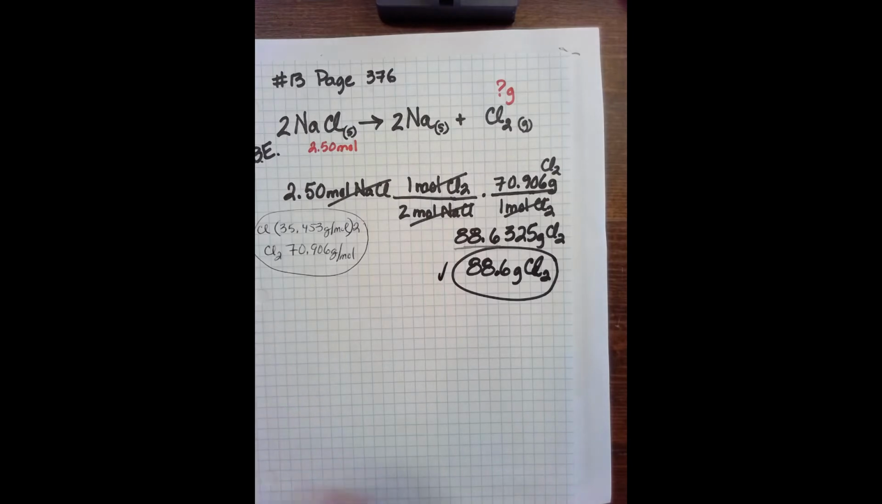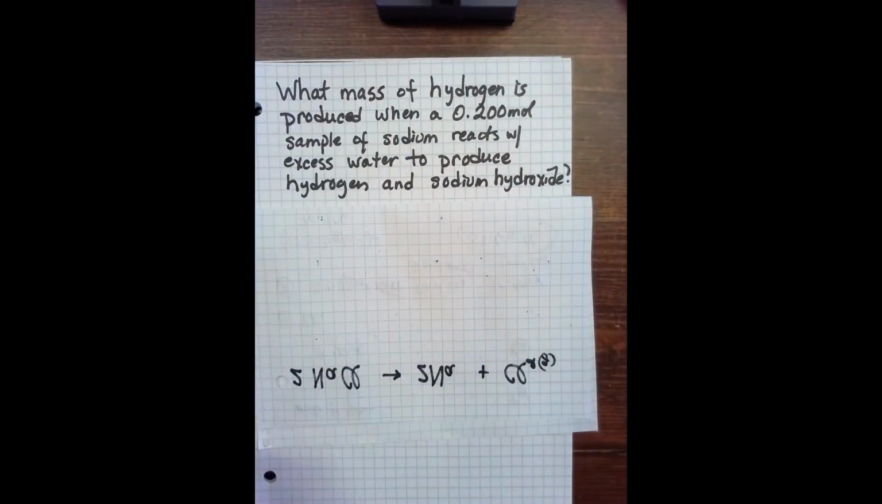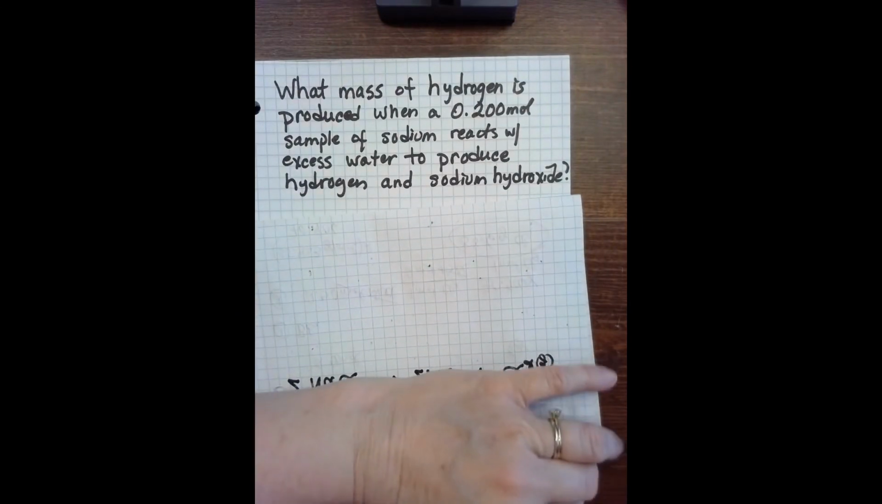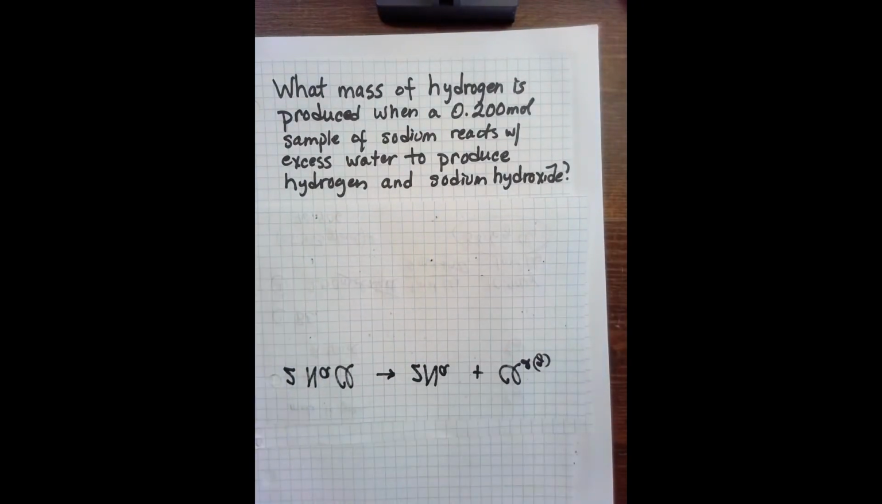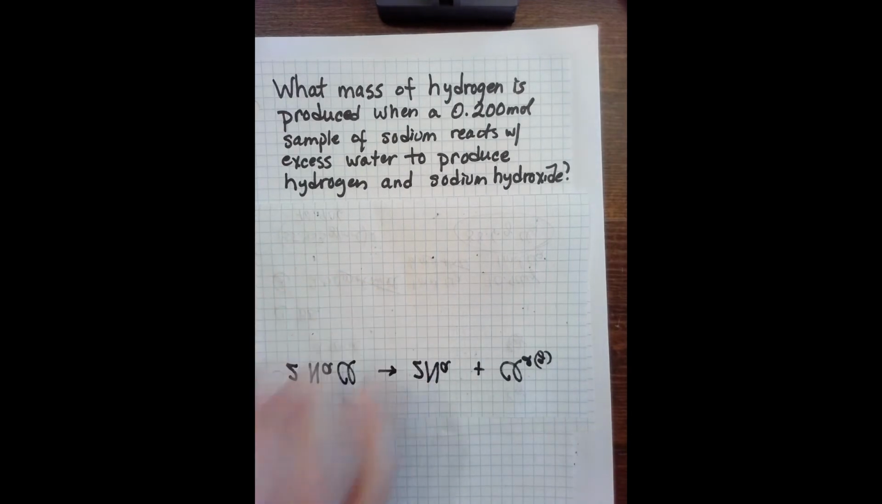All right, so let me show you another question, and I'm going to encourage you to stop the video and see if you can write a balanced equation for it. What mass of hydrogen is produced when a 0.200 mole sample of sodium reacts with excess water to produce hydrogen and sodium hydroxide? So right now, pause the video and see if you can write that balanced equation being given the reactants and the products that we have there.